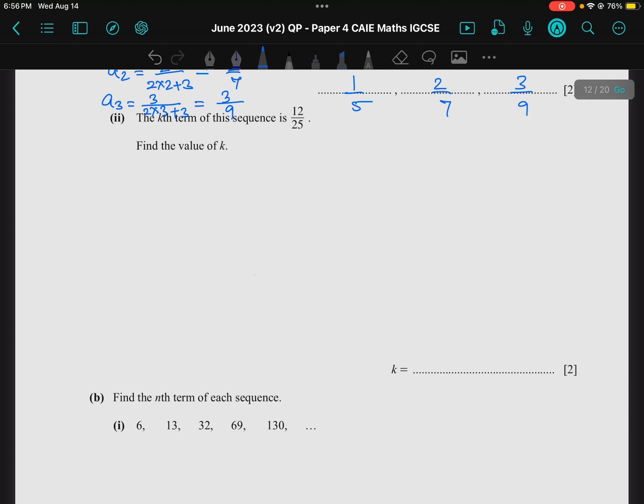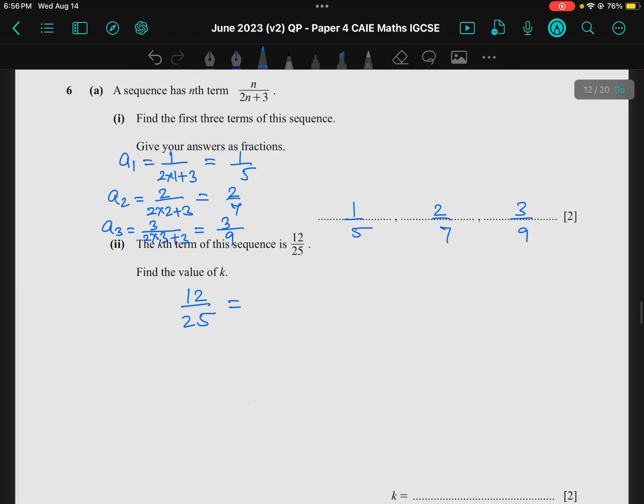Now, part number 2. The kth term of the sequence is 12 upon 25. Find the value of k. Okay, so 12 upon 25 is the kth term. So in the formula where n is written, put the value k to find the kth term. So kth term will be k upon 2k plus 3. This is the kth term.